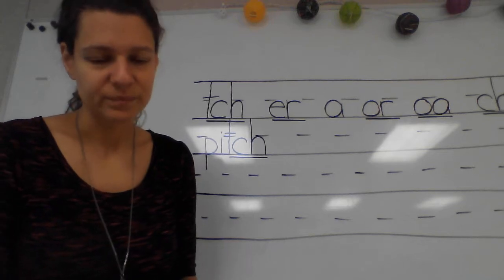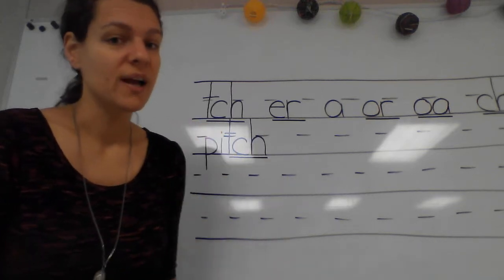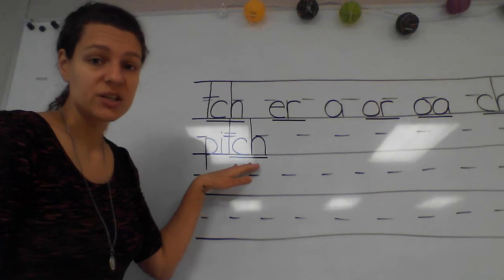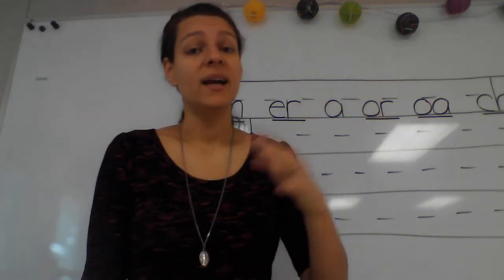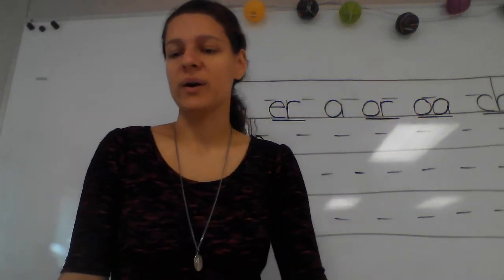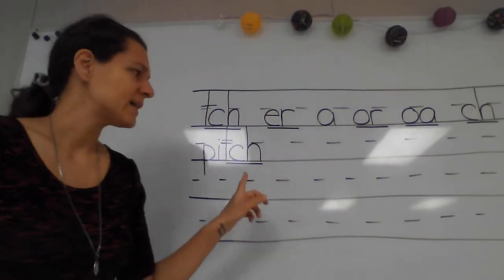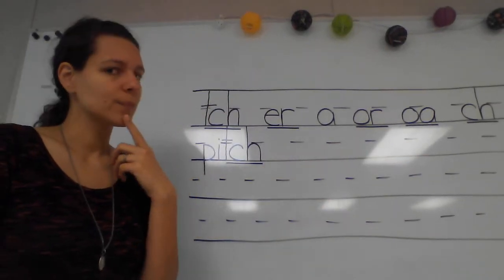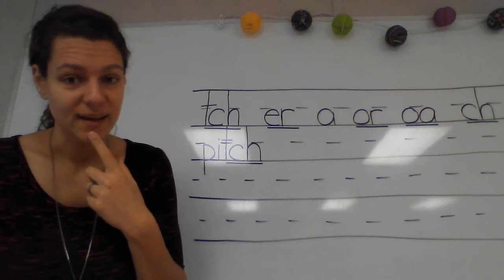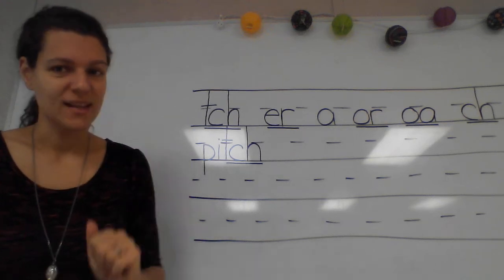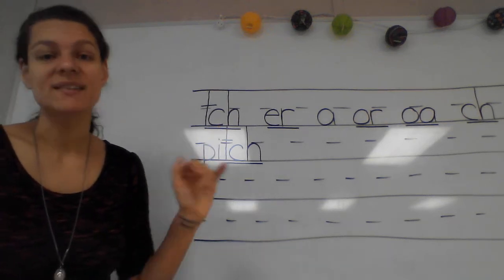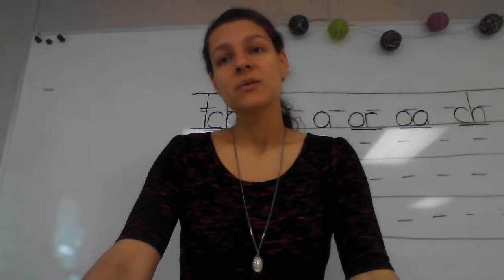All right. The next word is pitcher. What's the word? Good. Pitcher. So we're going to take our base word pitch and we're going to add an ending to make a new word. So what's it called when we add something to the end? All right, if you said suffix, great job. So we're going to add a suffix to change our word. So our word is pitcher.